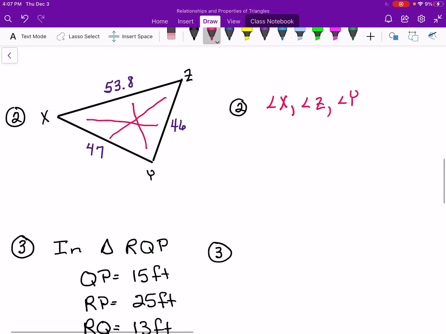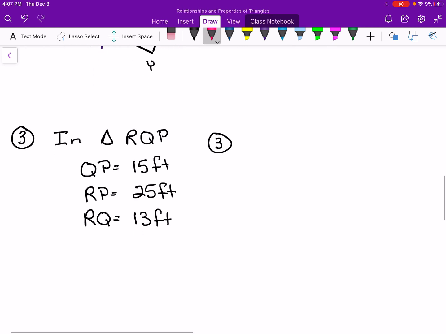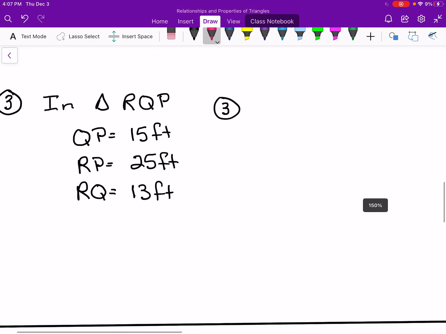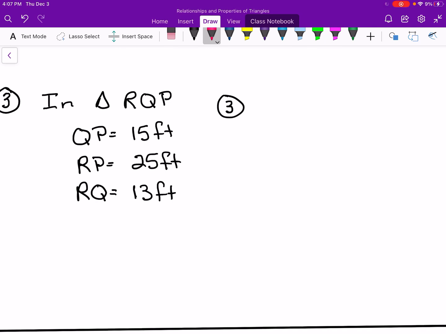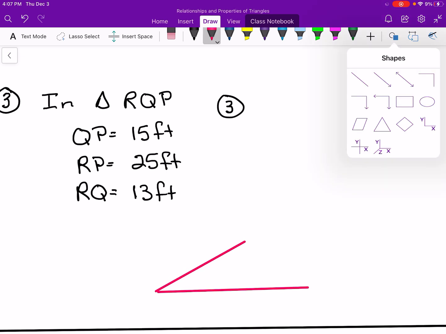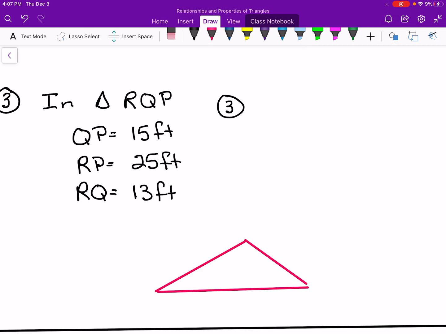So what are you going to do if I don't give you a triangle? If I just give you the side lengths? Well, I hope you're thinking, draw a triangle. So let's draw one. And it doesn't have to be pretty, folks. You don't need to measure out the sides. Just draw one so that it looks like there's a long side, a medium side, and a short side.